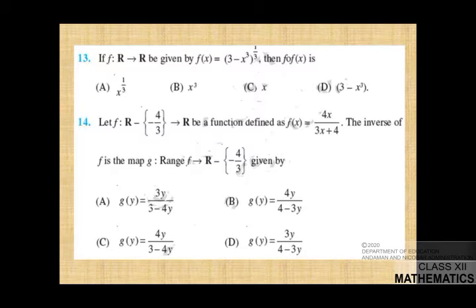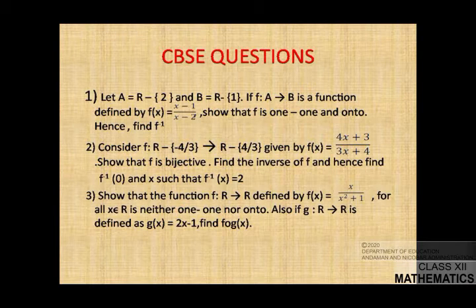Okay, now let's see some CBSE questions. Here is the CBSE question. Three questions I have collected which are very, very important. First question, look: A is equal to R minus 2 and B is equal to R minus 1. If f is a mapping from A to B, a function defined by f(x) is equal to (x minus 1) by (x minus 2), show that f is one-one and onto and hence find f inverse. Now this is a very easy question.